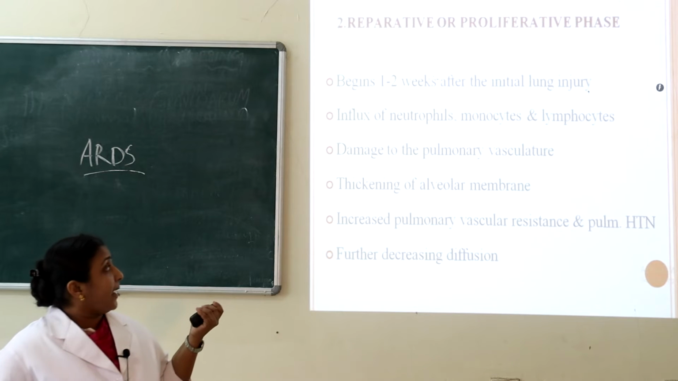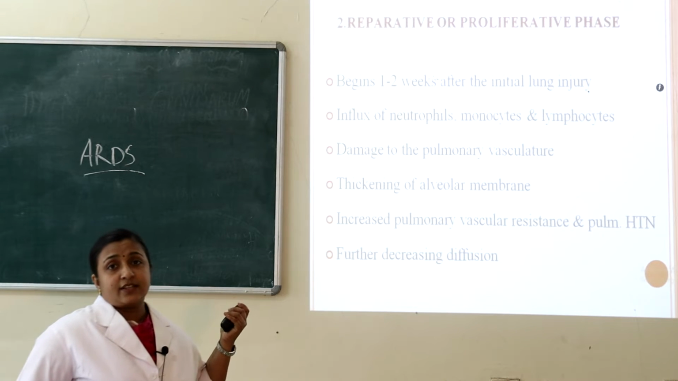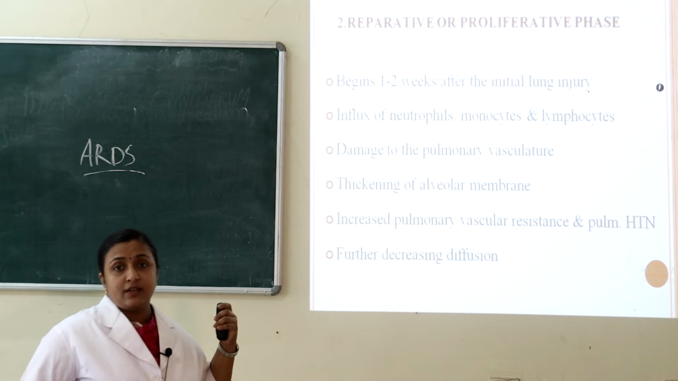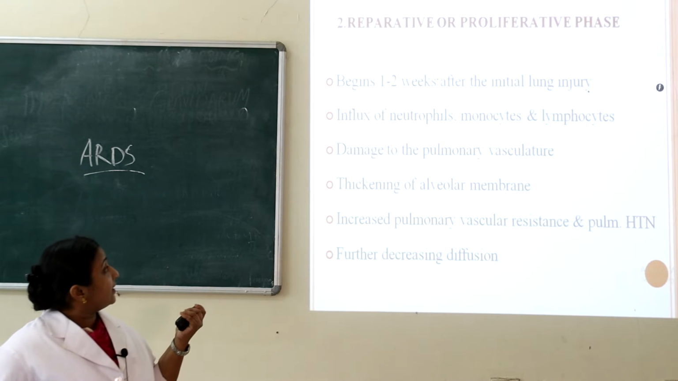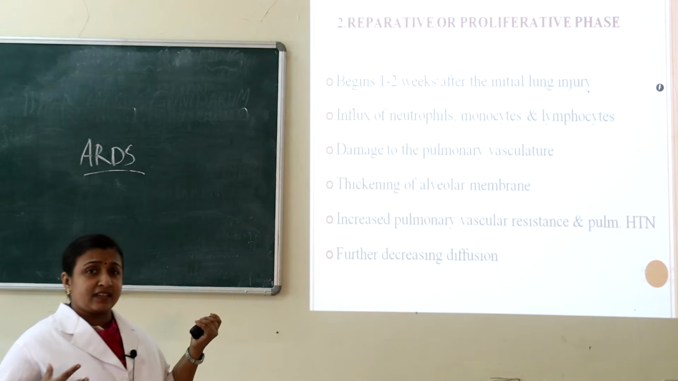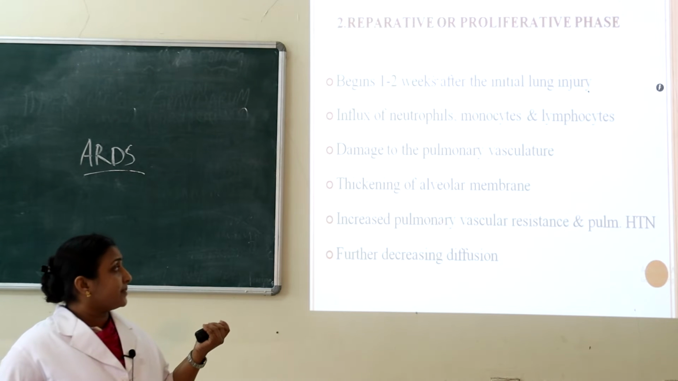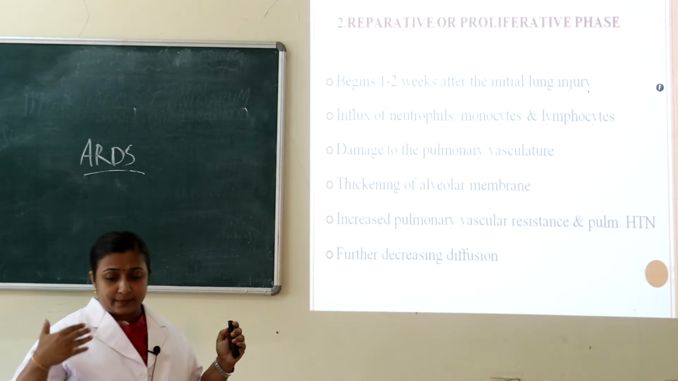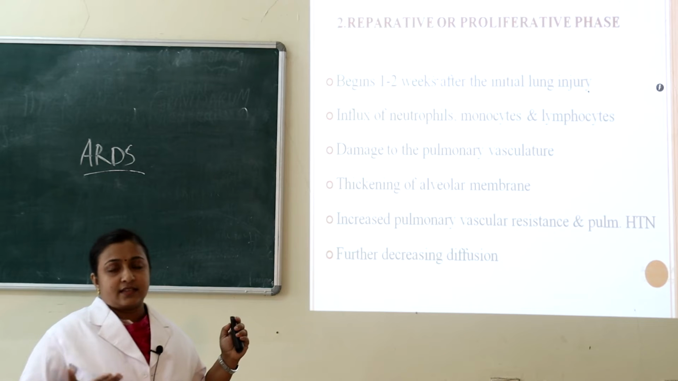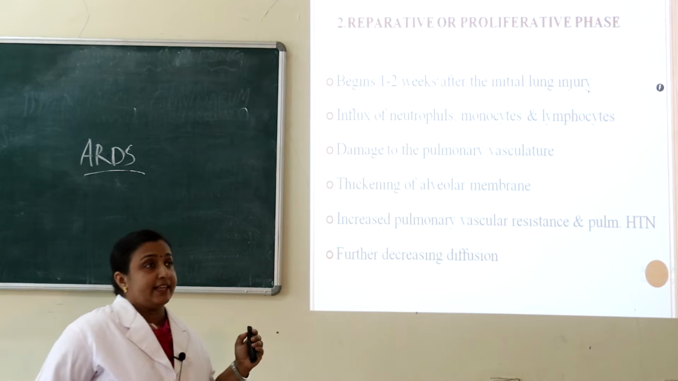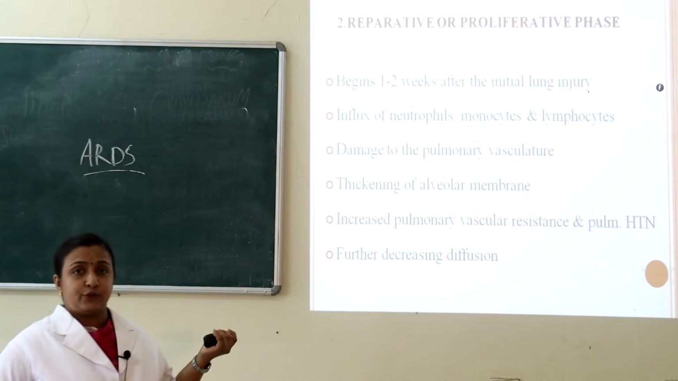Then it leads to damage to the pulmonary vasculature. Because of this vasculature damage, what is happening? The thickening of the alveolar membrane. Then it can cause increased pulmonary vascular resistance and pulmonary hypertension. The resistance of the pulmonary circulation is increased and pulmonary hypertension occurs. Finally, it leads to a decrease in diffusion.